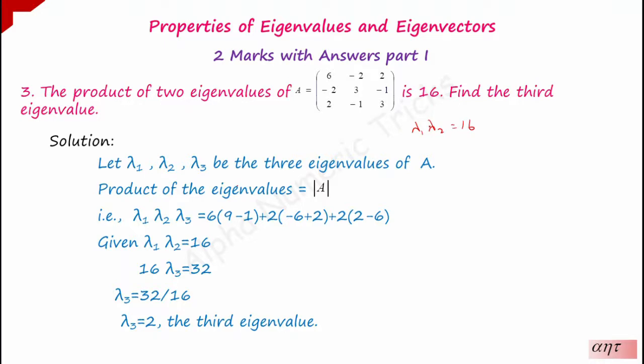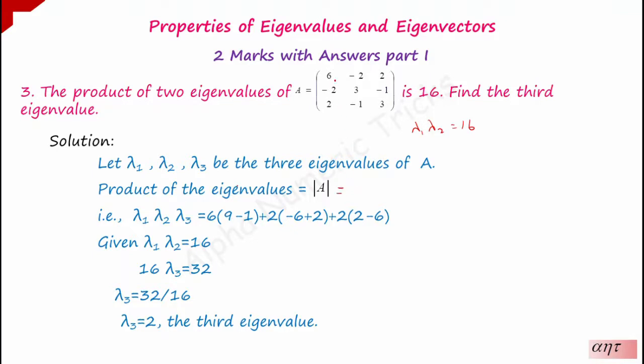Already lambda 1 lambda 2 was given to be 16. So lambda 1 lambda 2 lambda 3 is equal to the determinant A value. We have to write it. That is, we have to find the determinant of the given matrix A. Lambda 1 lambda 2 is 16, which you have to substitute, and we have to find the determinant A. Let's find the determinant A value now.